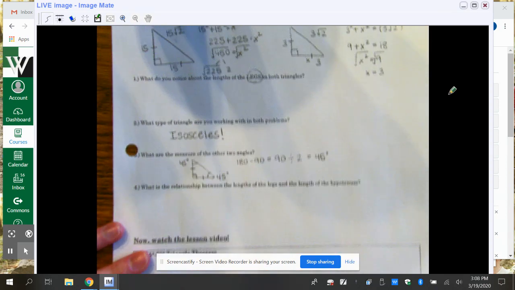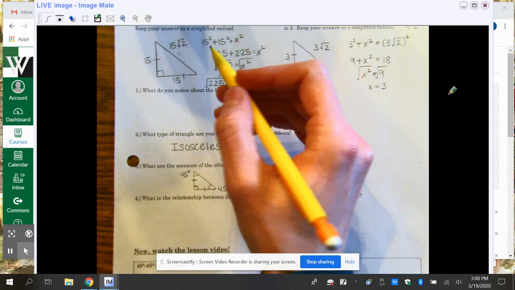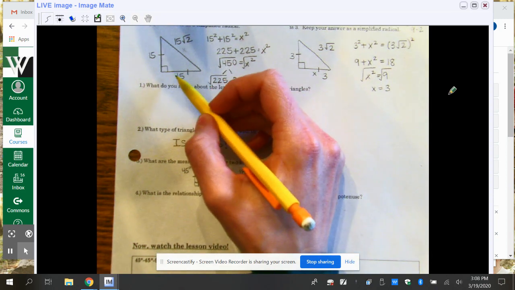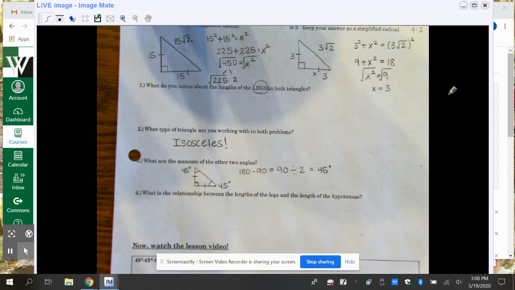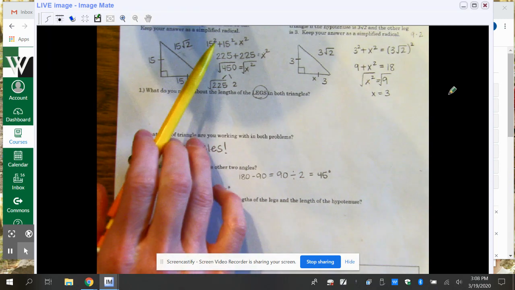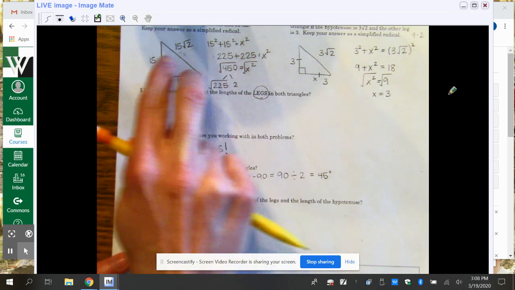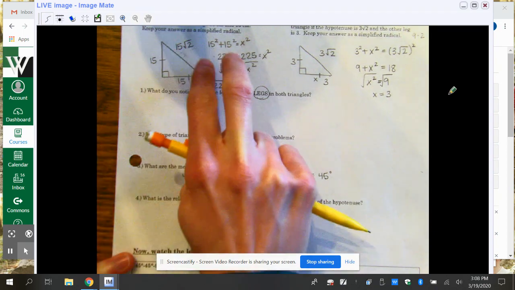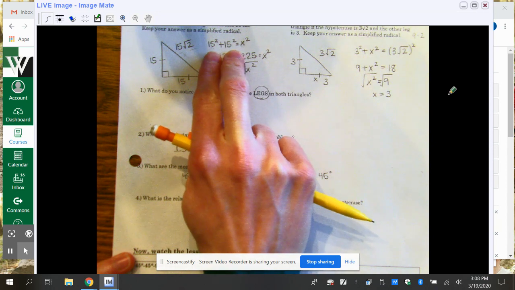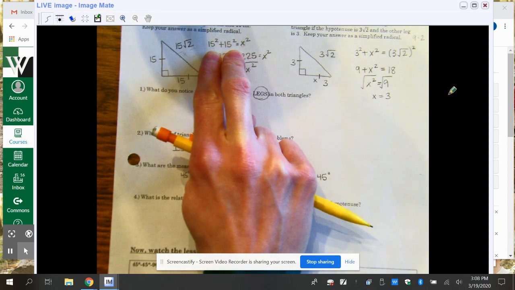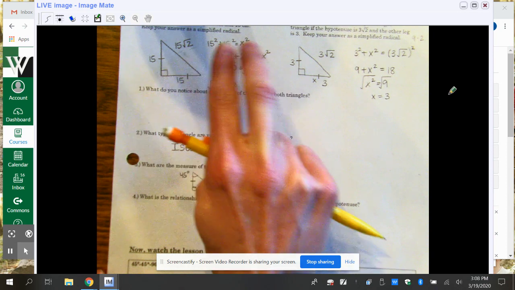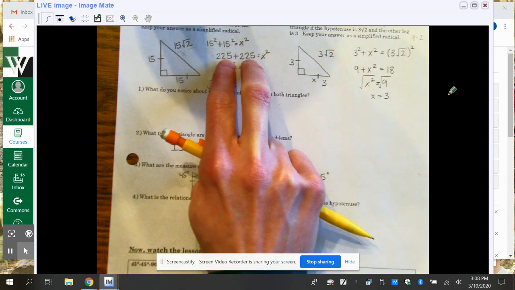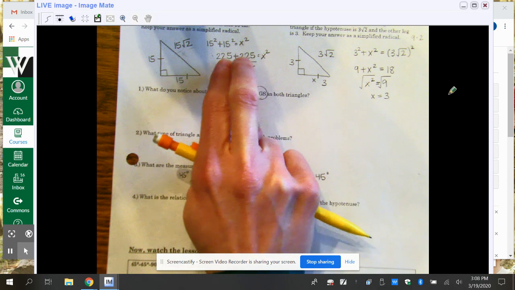And then if we look at how the legs and the hypotenuse are related to each other, the hypotenuse is always the length of the leg times the square root of 2. If we think about why that is, it's related back to the Pythagorean theorem, right? If we're working with these isosceles triangles, this part of the Pythagorean theorem is always going to be like 10 squared plus 10 squared, or 5 squared plus 5 squared, or 20 squared plus 20 squared.